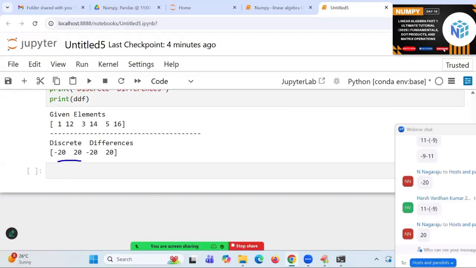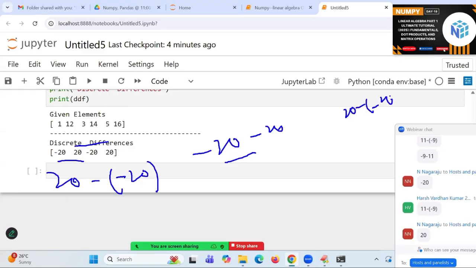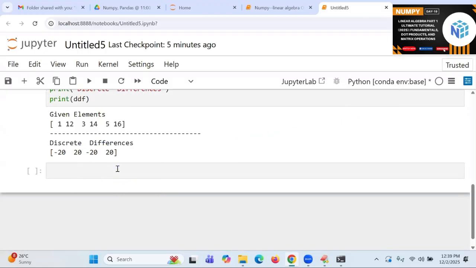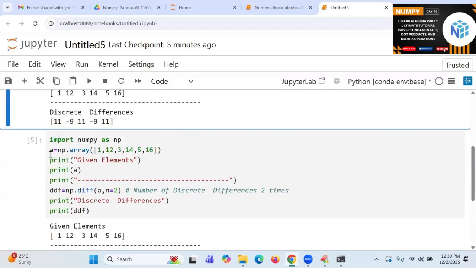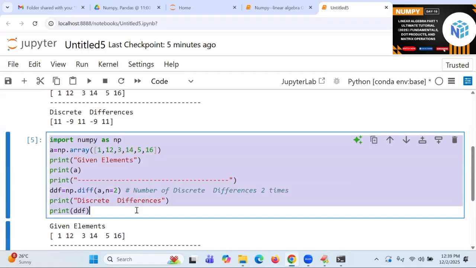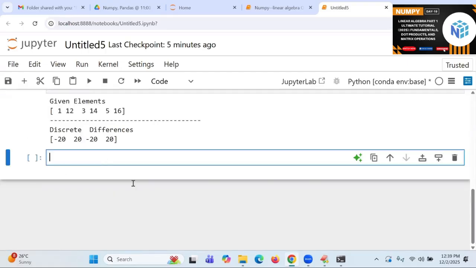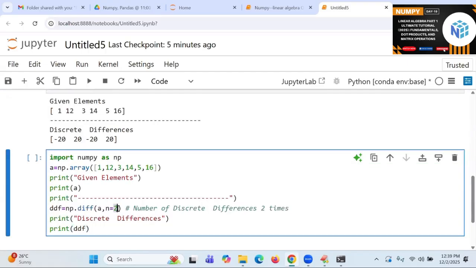Muddu. 20 minus of -20. This one, -20 minus 20. Like this, 20 minus of -20. What is this? 40. Are you following? Yes. So I will go to the discrete differences, this is called 3. Online students, are you comfortable?